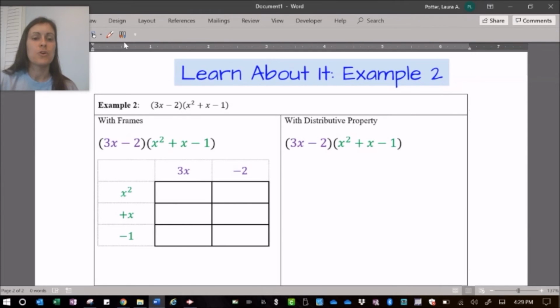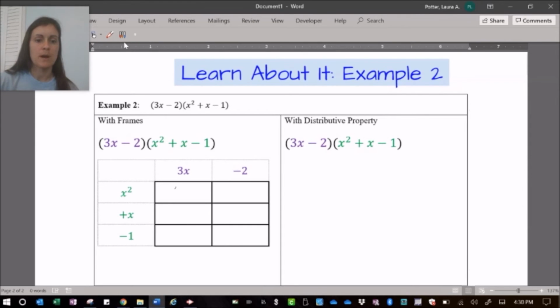organized. You'll notice that my frame has 2 columns, which correspond to the 2 terms in the first factor, 3x and -2. And there are 3 rows, which correspond with the 3 terms in the second factor, x squared, positive x, and -1. Now I'll simply multiply the corresponding rows and columns together.